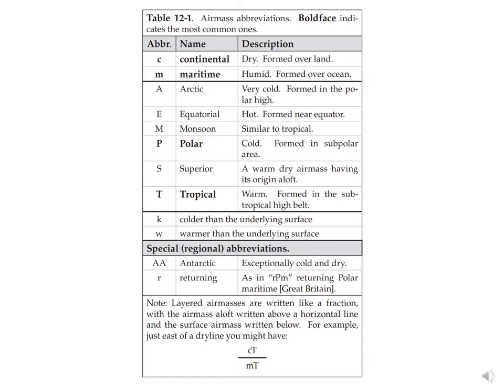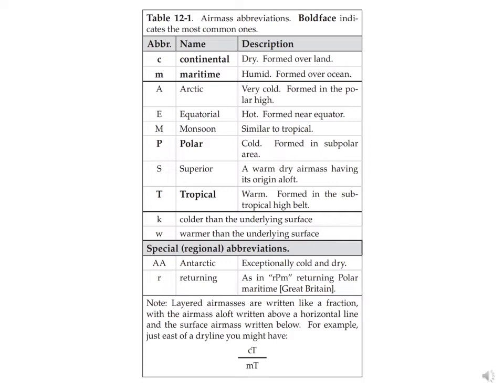So the common convention is that we define an air mass based upon its humidity and temperature characteristics. So for humidity, we basically have two descriptors. If it is a dry air mass, we tend to refer to it as continental because it was formed over the land. And if it's a humid air mass, then we refer to it as maritime because it was formed primarily over the ocean. And then we have different temperatures.